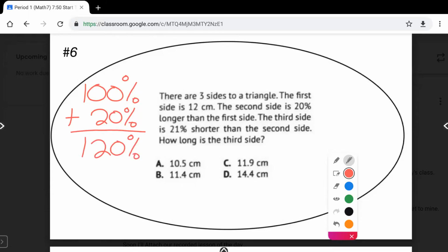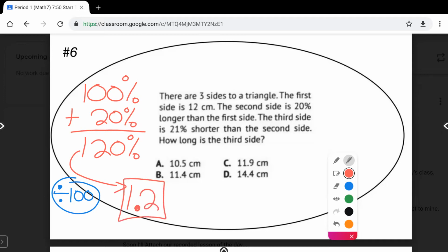But remember, anytime you have a percent, we need to make it a decimal. That means we have to take it and divide it by 100. And when we take 120%, we divide it by 100, we get 1.2. This becomes my multiplier. So now what I do is I take my calculator out. I type in the first side, which is 12, and I multiply this by 1.2. And when I do so, I get the second side of my triangle, and the second side is 14.4.